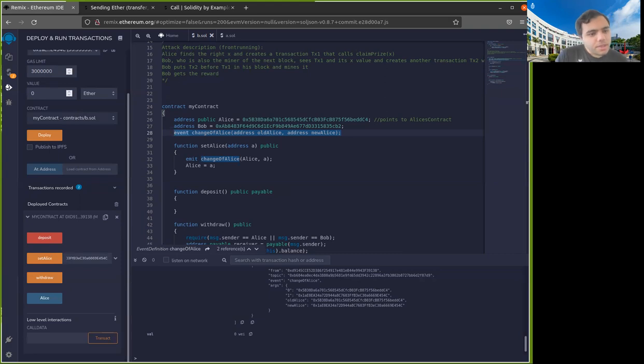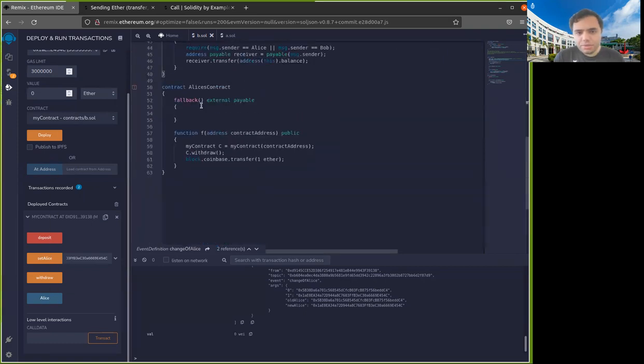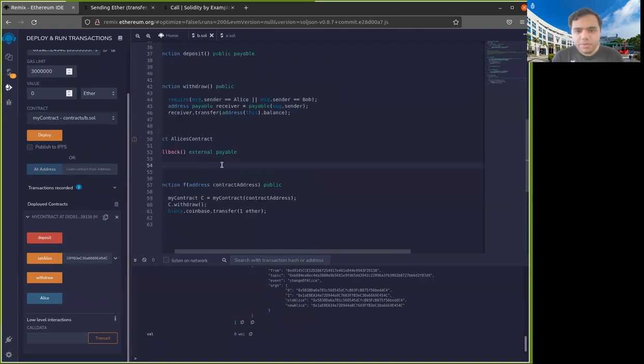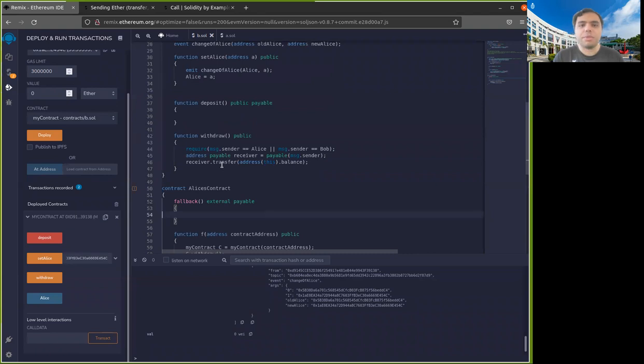Let me see. There is a question here. Is it possible to set the fallback to another contract? Yes, you can. Basically, in your fallback function, you can do whatever you can do in any other function. The only difference is that there is a limit on how much gas the fallback function can use. So, yes, that's the only limitation here. And actually, hopefully today we will see an example of how this can cause a bunch of problems.